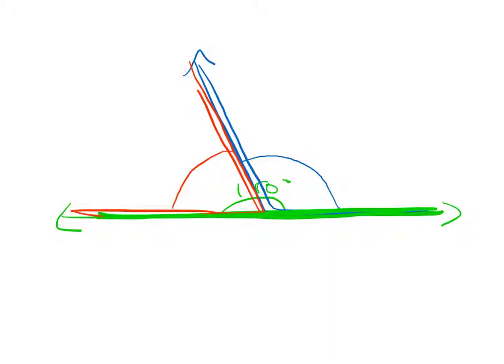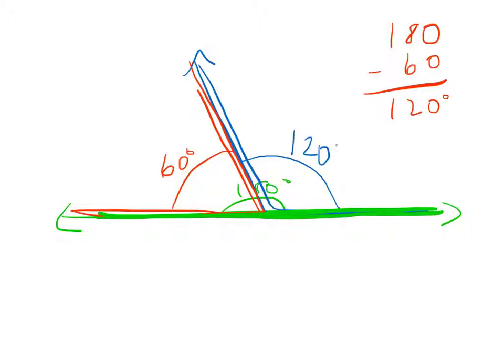So if I know the measure of the red angle, say, is 60 degrees, then the other one's going to have to be, well, we could do some math if we couldn't do it mentally. 180 minus 60, that's going to equal 120. So we know the blue angle then is 120 degrees. They have to equal 180, so they are supplementary.